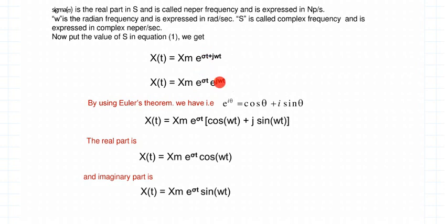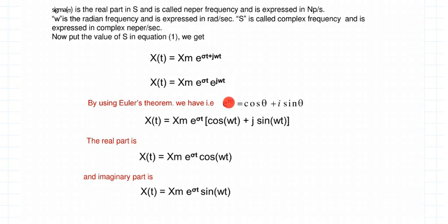Now we will use Euler's theorem. What is Euler's theorem? Any general e raised to j theta can be expressed as cos theta plus j sin theta. Therefore, I will now substitute. Where is the complex term? It is here. So what is my theta? My theta is omega t.